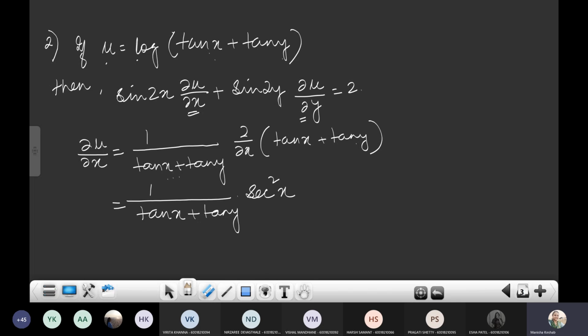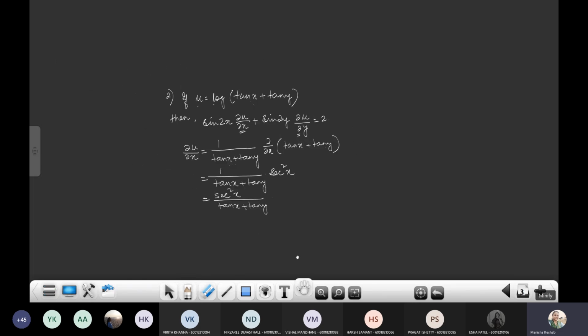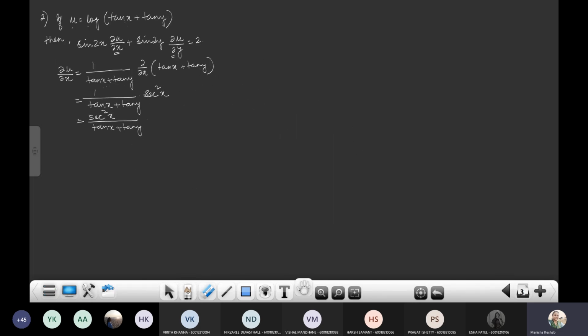So finally what we have got is sec square x upon tan x plus tan y. Okay. Now similarly we can also find del u del y. So next we will find del u del y. So that will be 1 upon tan x plus tan y.